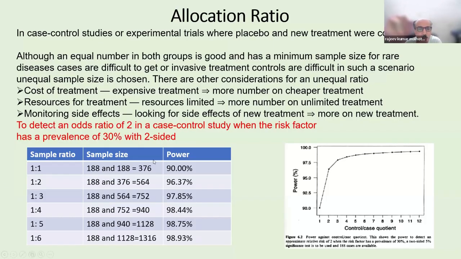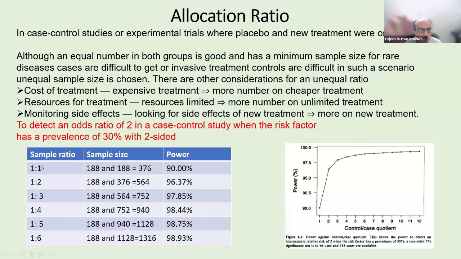But when you go for the 1 to 5 ratio, there is an increase in power, but the sample size is quite high. So I am explaining with this table. The question is to predict an odds ratio of 2 in a case control study, when the risk factor has a prevalence of 30%, two-sided. So this is my question of calculating the sample size for the case control study with 80% power, with a 5% level of confidence.